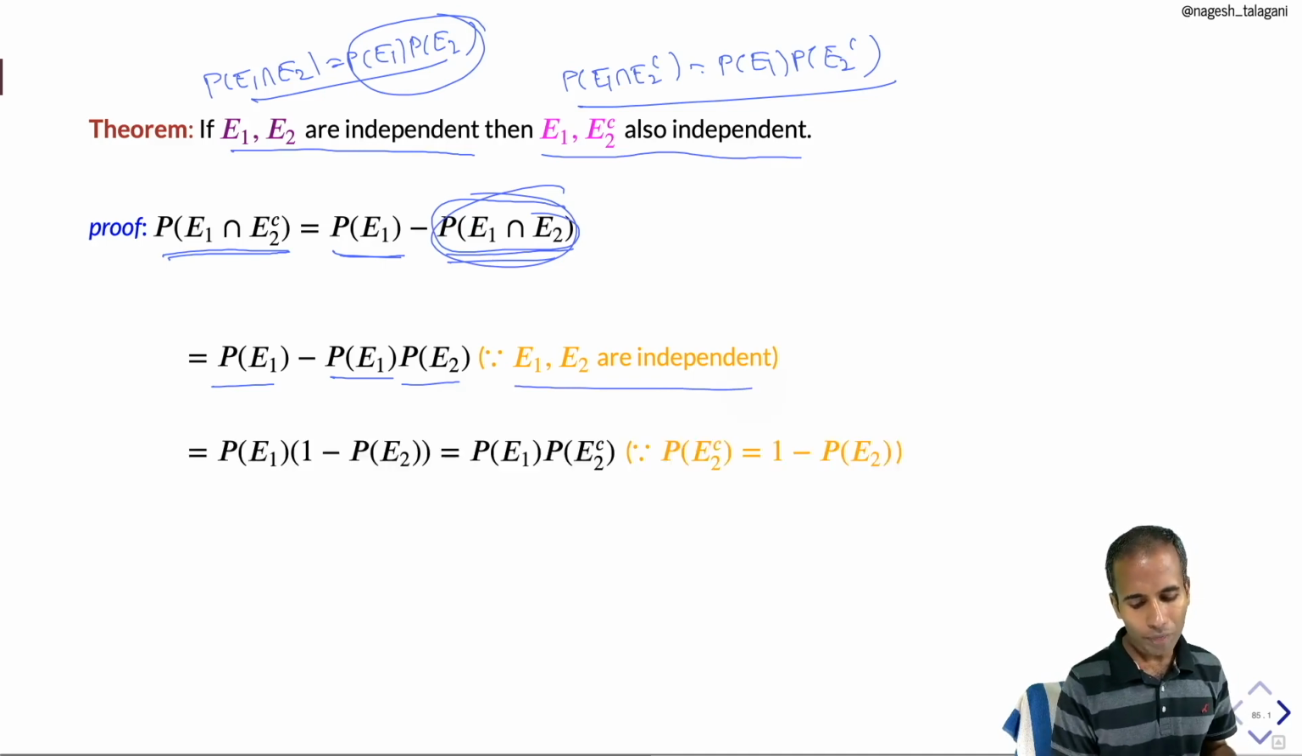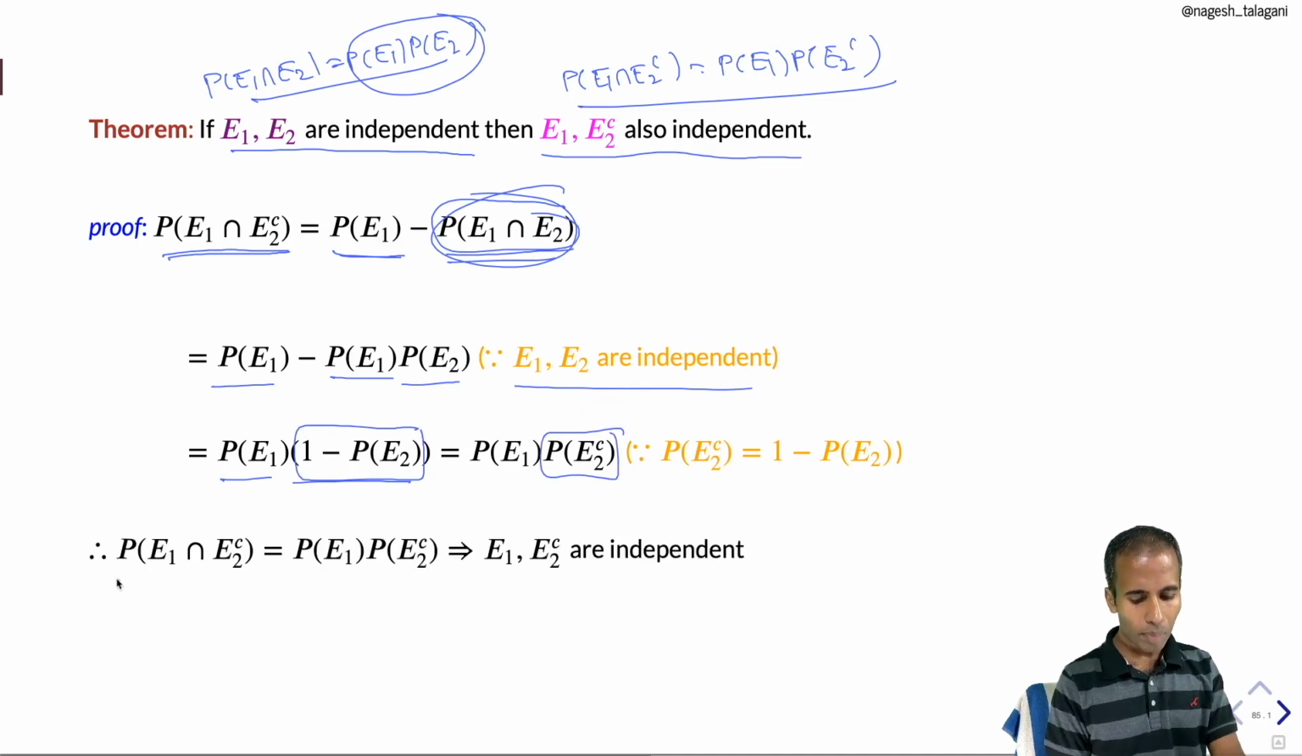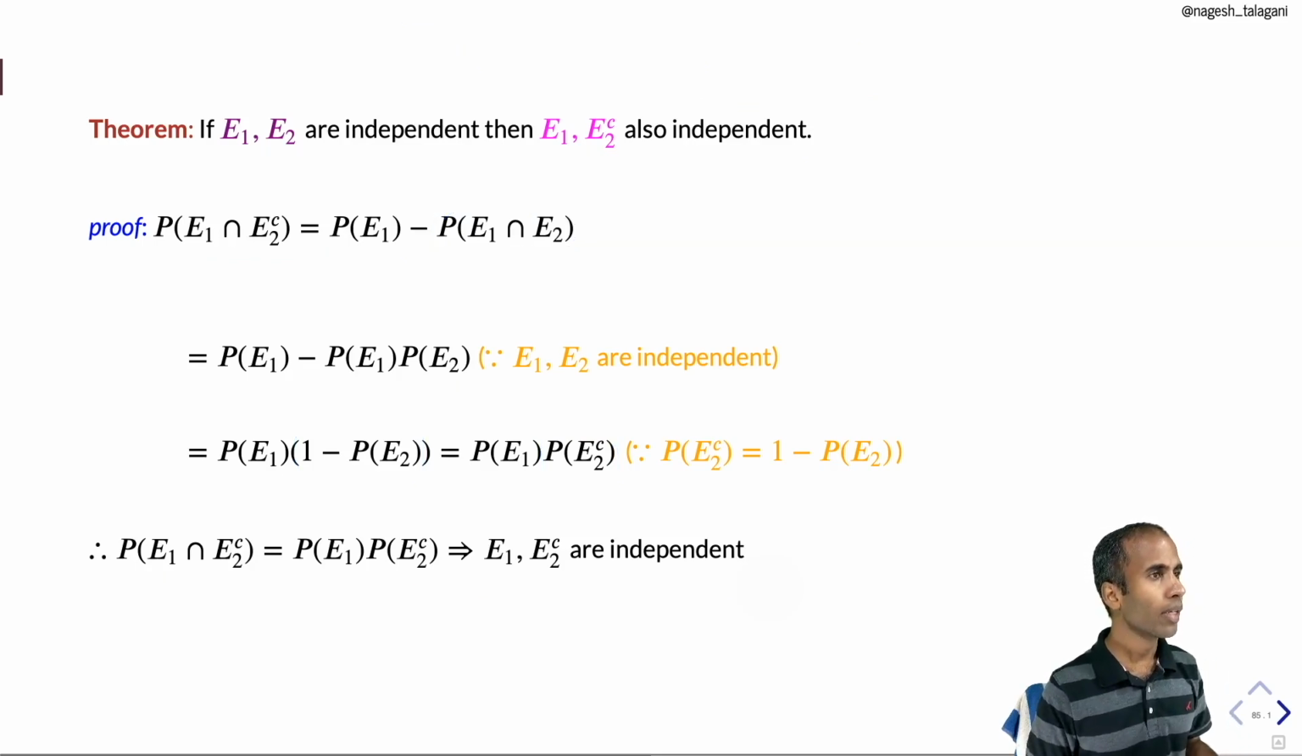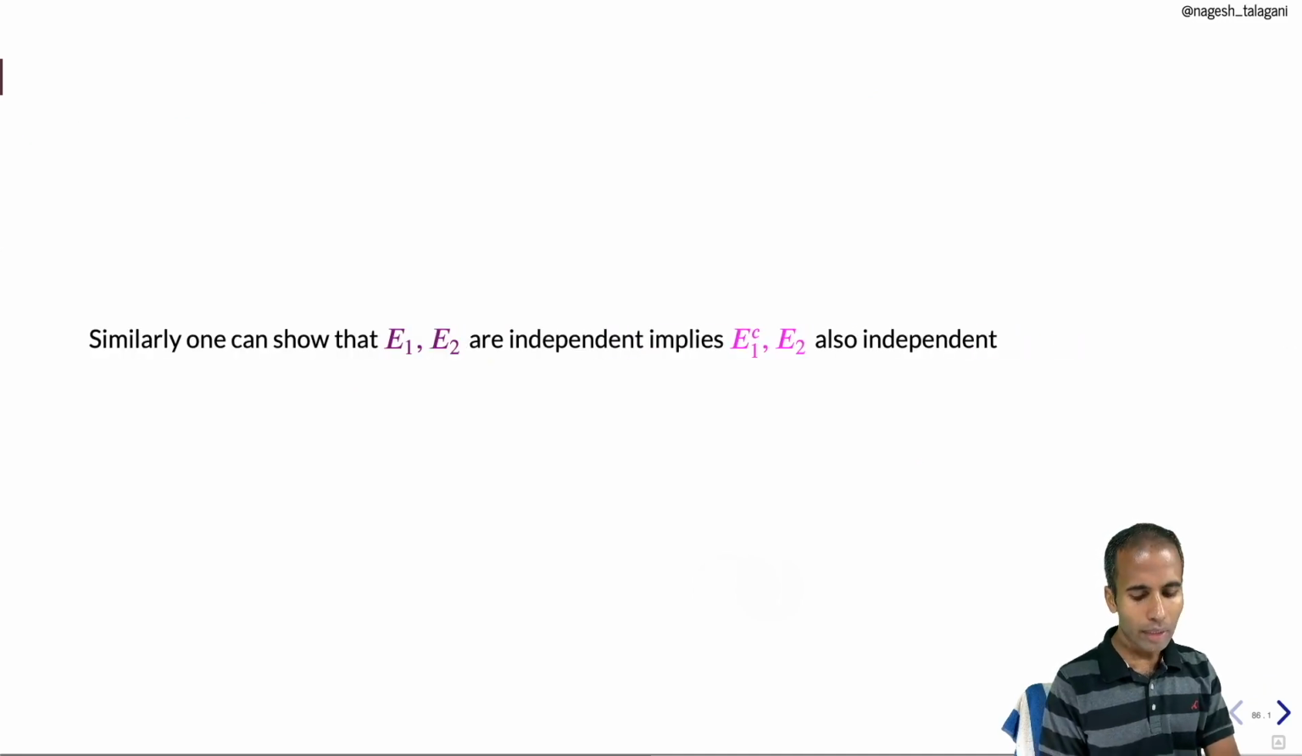Now if you take probability of E1 common, then probability of E1 times 1 minus probability of E2, and this 1 minus probability of E2 can be seen as probability of E2 complement. So we have probability of E1 intersection E2 complement equal to probability of E1 times probability of E2 complement. Therefore, we can say E1, E2 complement are independent. Similarly, we can show that E1, E2 independent implies E1 complement, E2 also independent. Pretty similar.